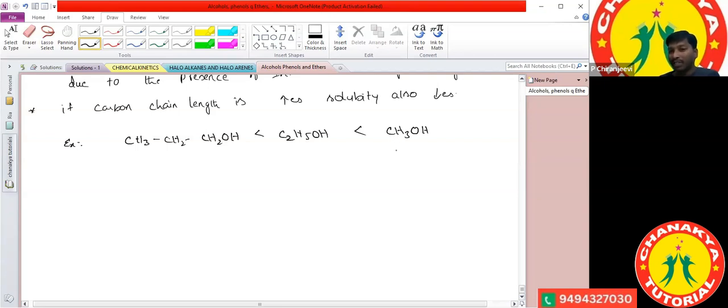Sir, how are you saying that? In the first one we have only one carbon atom, in the second we have two carbon atoms, and in propanol we have three carbon atoms. If the carbon chain length increases, solubility decreases because the covalent character increases. If the covalent character increases, the solubility decreases.